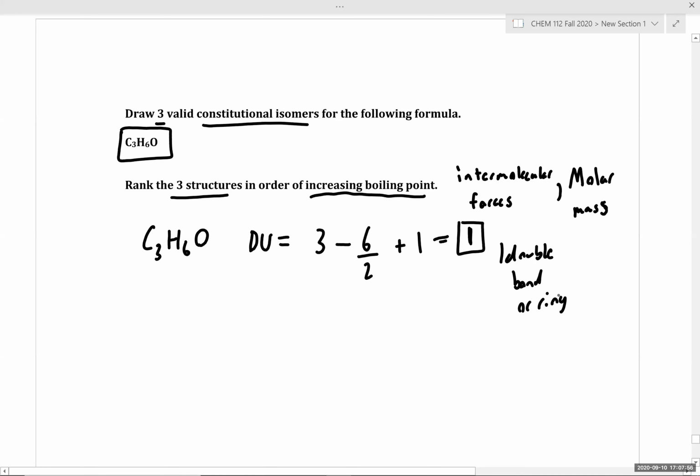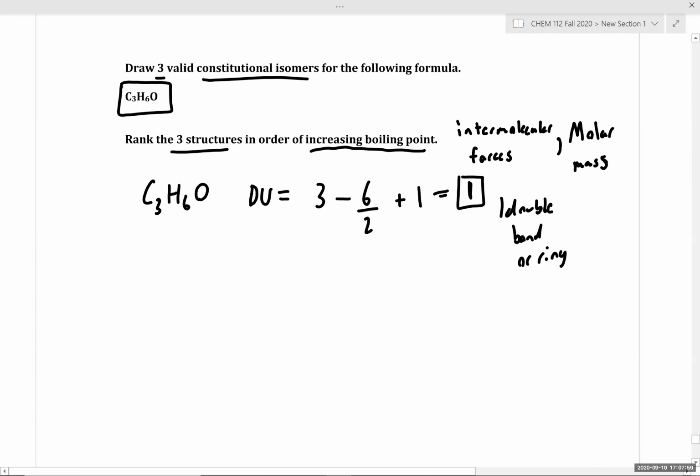So from this, we can draw a few valid constitutional isomers. First we can draw our 3 carbons and an alcohol, and we can have a double bond. Okay, that's one option that we could use. The other option would be to place our oxygen as an ether functionality. And another option would be to have an aldehyde functionality.